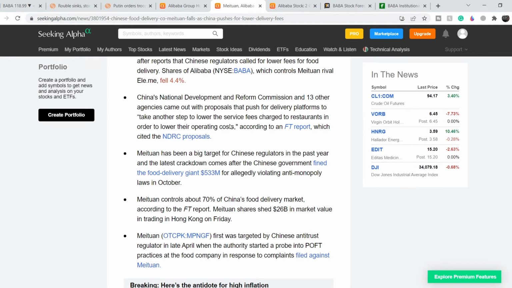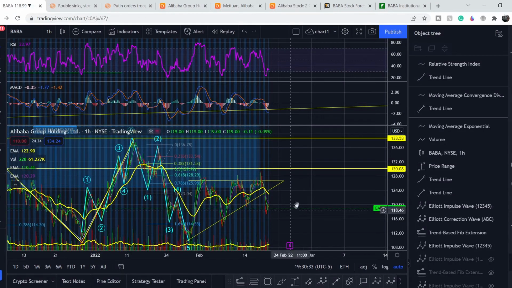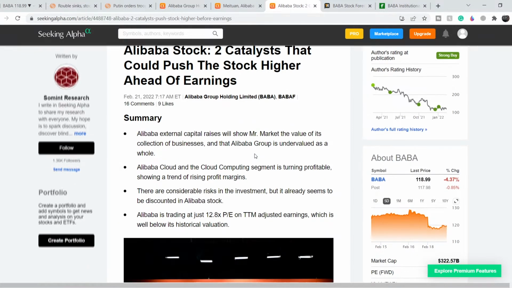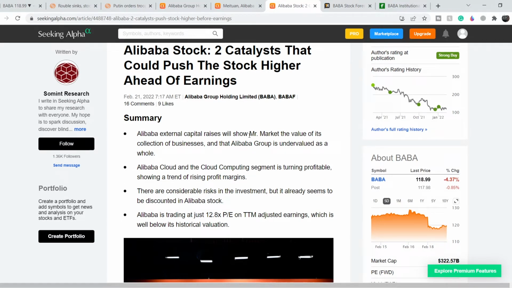I have to say that this is only one piece of news that might drive the price of Baba lower from this range. And right here we have some positive news, and let me quote you this. Alibaba stock: two catalysts that could push the stock higher ahead of earnings. This article was published on February 21st. The summary is, Alibaba's external capital raises will show Mr. Market the value of its collection of businesses, and that Alibaba Group is undervalued as a whole. The Alibaba Cloud and cloud computing segment is turning profitable, showing a trend of rising profit margins. There are considerable risks in the investment, but it already seems to be discounted in Alibaba stock. Alibaba is trading at just 12.8x PE on 12 trailing months adjusted earnings, which is well below its historical valuation.